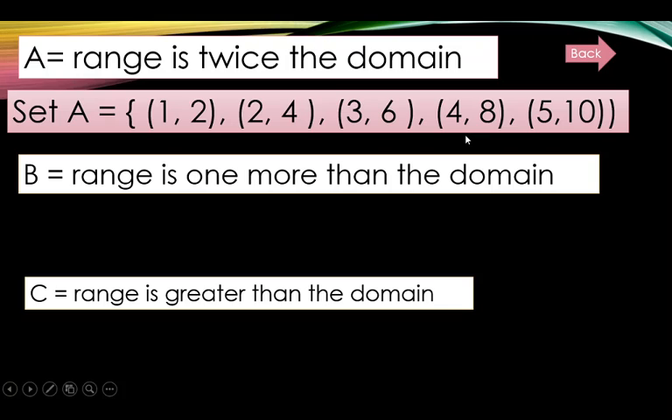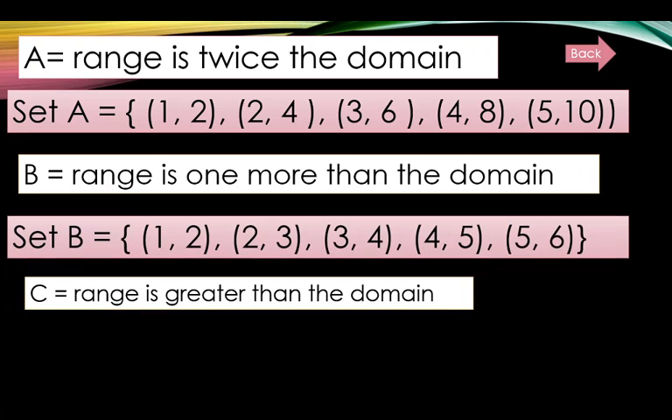Next, set B. The range is 1 more than the domain. So what will be the elements of set B? We have set B: (1, 2), (2, 3), (3, 4), (4, 5), and (5, 6). As you can see, all the range in our set B is 1 more than the domain.